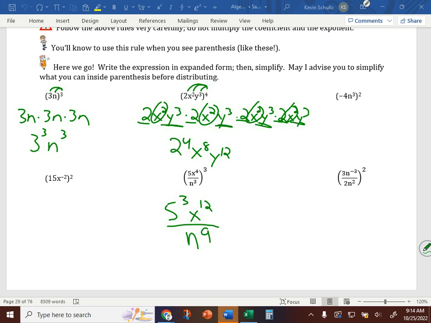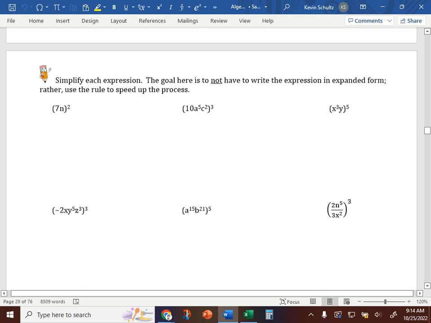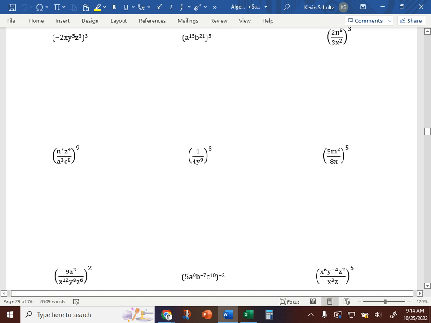Eli? Yes, if you multiplied out the 5 cubed, it would be 125. Correct. Your homework for tomorrow is to finish the backside of the page.